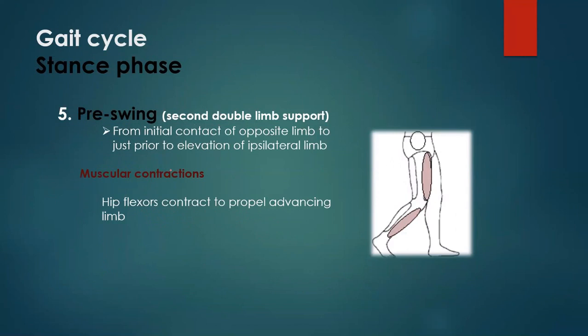The last phase of the stance phase is the pre-swing, when we have the second double limb support, from initial contact of the opposite limb to just prior to elevation of the ipsilateral limb.